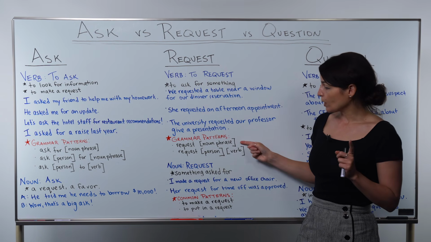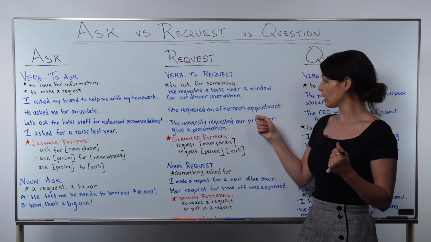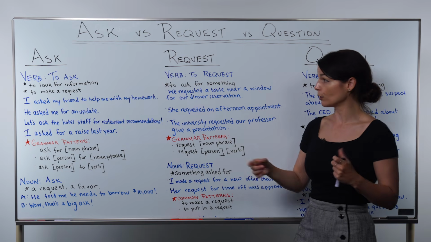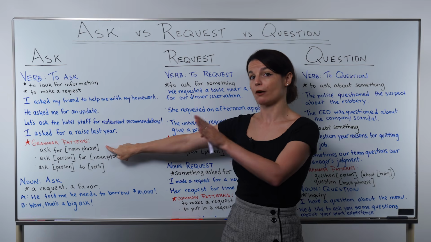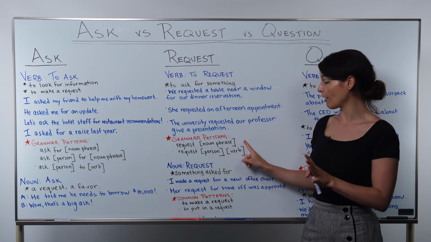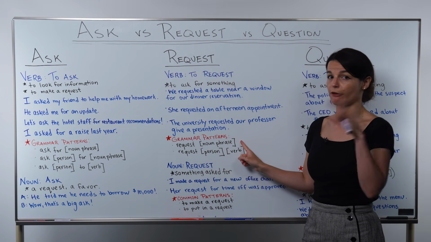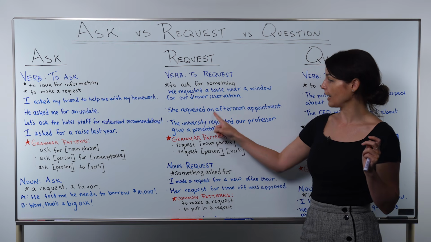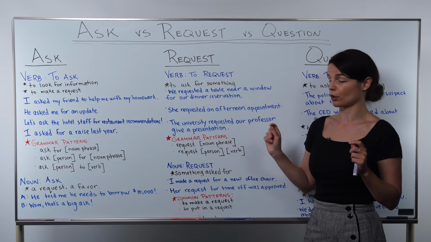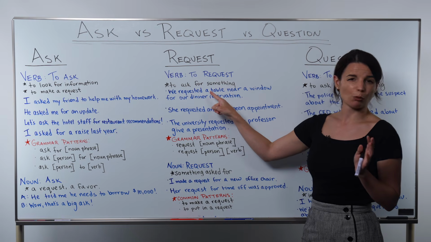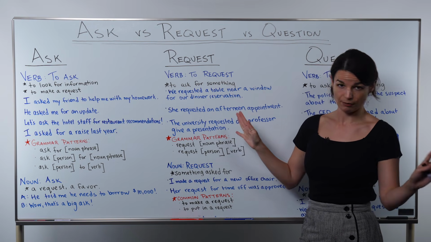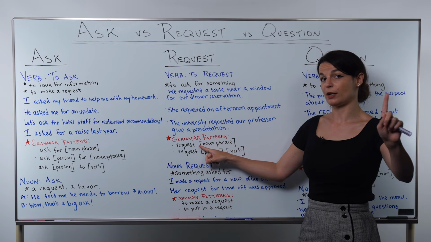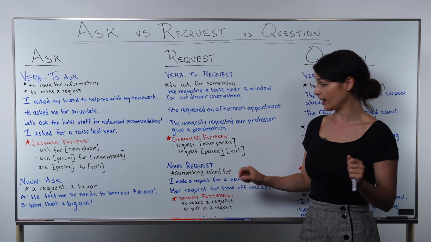Remember, when we talked about a noun phrase type pattern with ask, we use this for, ask for noun phrase, but we don't have this for here. We don't say requested for something. We just directly use the noun phrase after the verb. So not we requested for a table, incorrect. Or she requested for an appointment, no, incorrect. No for here. So this is one difference between request and ask.